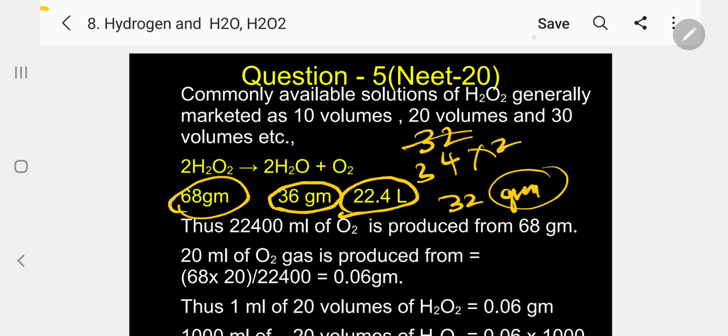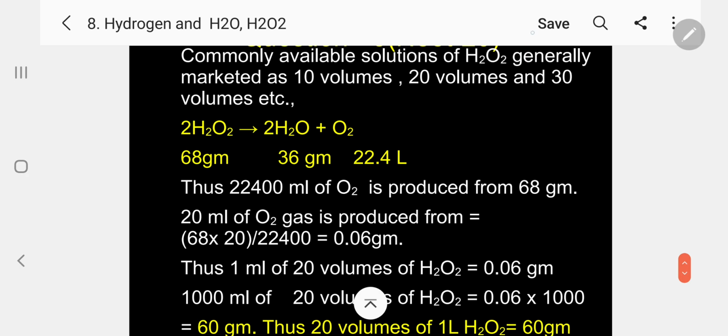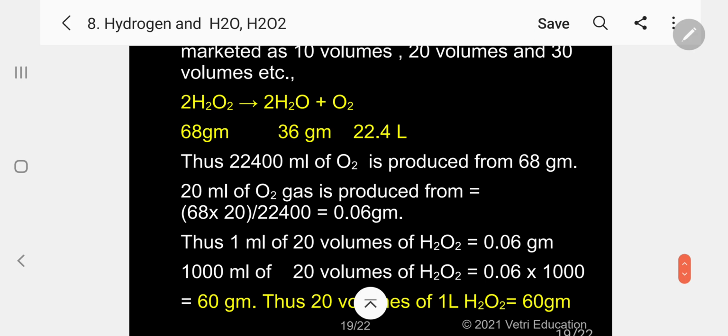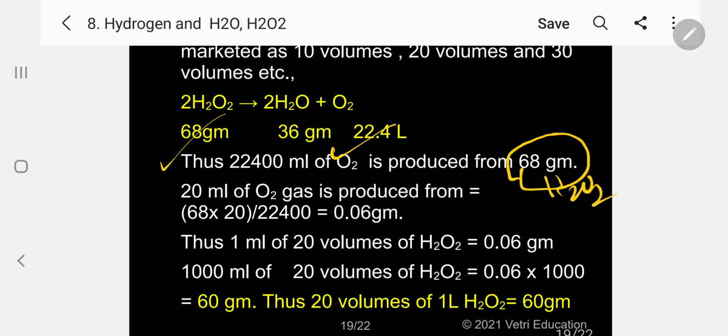Let me give some more information. Please understand this, then the question will be very easy. So we know 22.4 liters, I am writing in the form of ml, 22,400 ml of oxygen gas is produced from how many grams? 68 grams of hydrogen peroxide. Please follow, this is the stoichiometry.